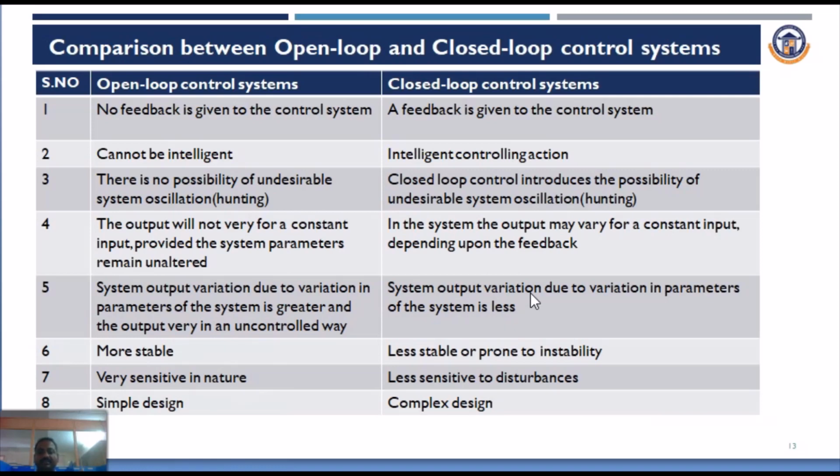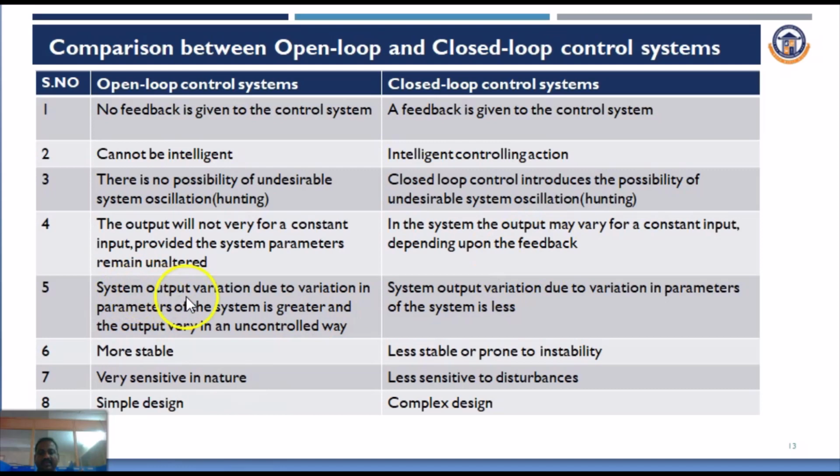So what are the differences between your open loop control system and closed loop control system? In the open loop control system, no feedback is given to the control system, whereas in a closed loop control system, a feedback is given to the control system. Your second point: it cannot perform intelligent controlling actions. Third, there is no possibility of undesirable system oscillations, whereas a closed loop control system introduces the possibility of undesirable system oscillations. The output will not vary for constant input, provided system parameters remain unaltered, whereas in a closed loop control system, the output may vary for a constant input depending upon the feedback.